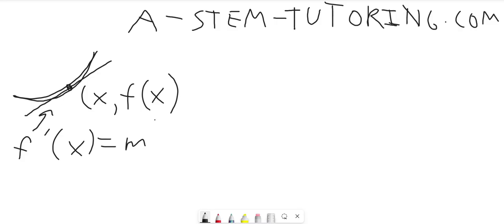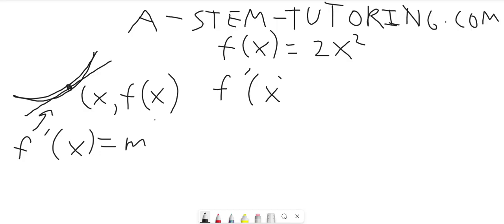Well, let's see. Suppose f of x equals 2x squared. To find the first derivative, f prime of x, take the exponent, multiply it out as a coefficient. 2 times 2 is 4. Then subtract 1 from the current exponent. 2 minus 1 is 1. And that becomes a new exponent. 4x to the first power, which is simply 4x.